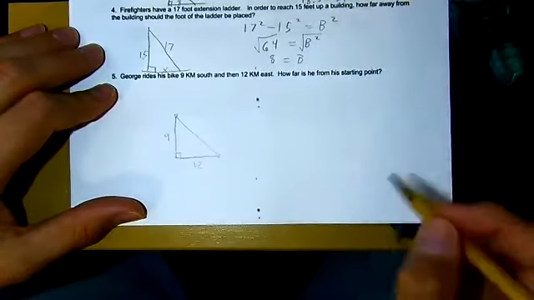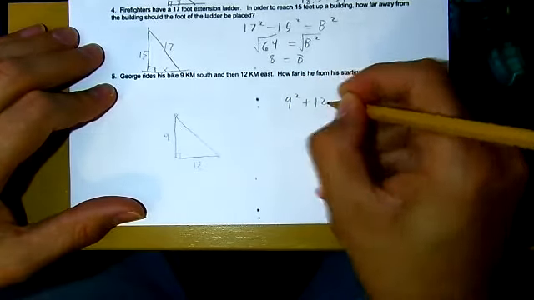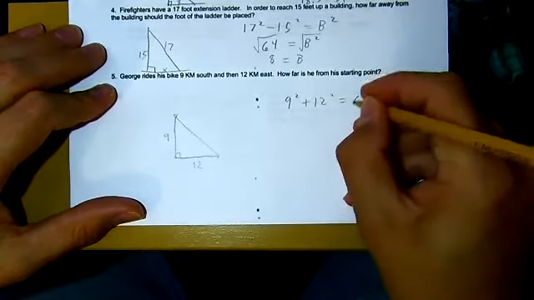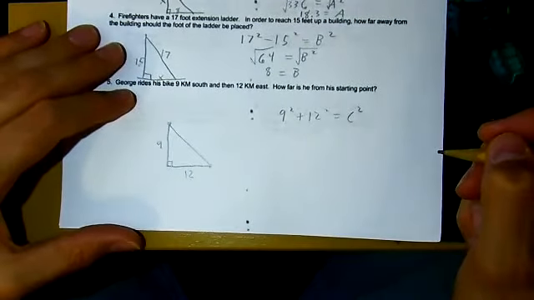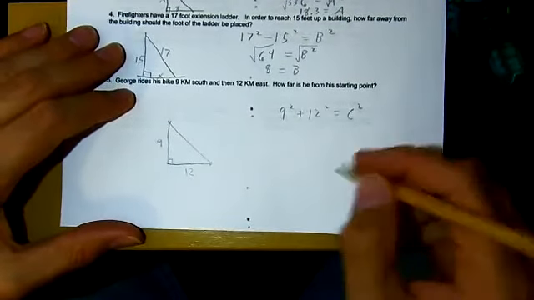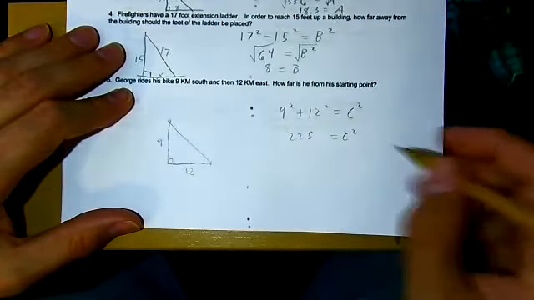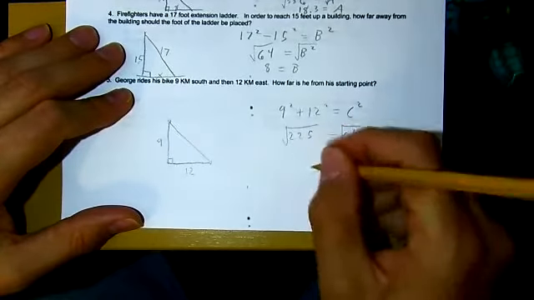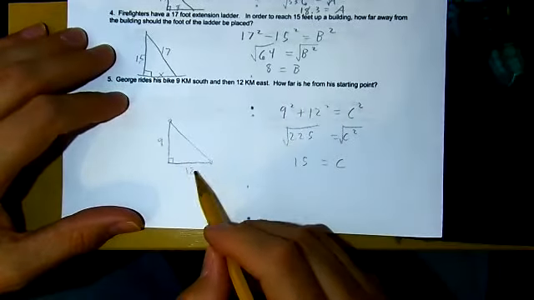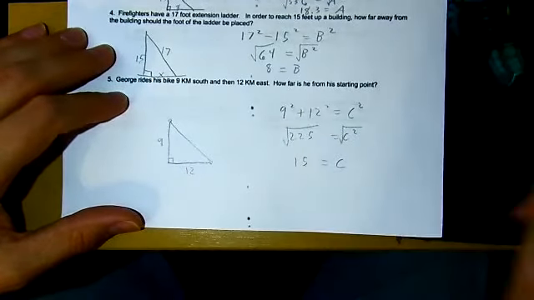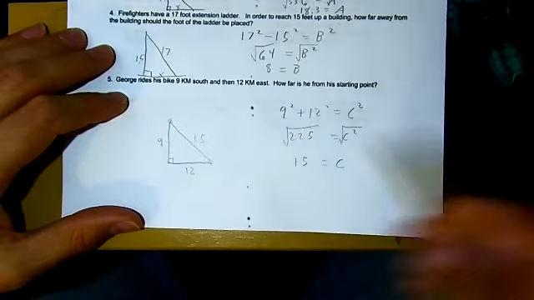There's your right angle. So this time you've got A and B, so you're going to be adding to get C. Pause it and punch that in on the calculator. You should have ended up with 225 equals C squared. When you take the square root of 225, it ends up 15. And if you haven't noticed, this is a 3, 4, 5 triangle. 3 times 3 is 9, 3 times 4 is 12, 3 times 5 is 15.